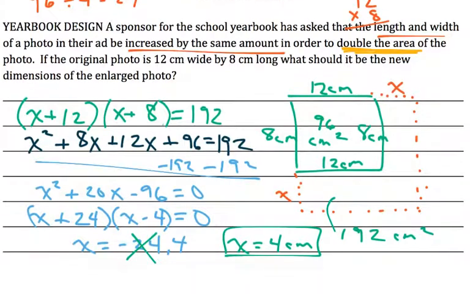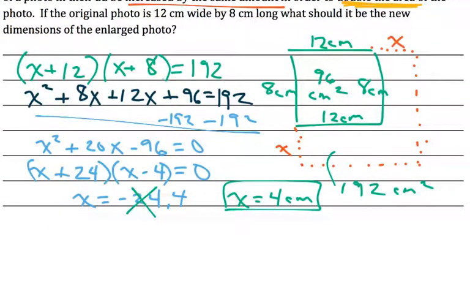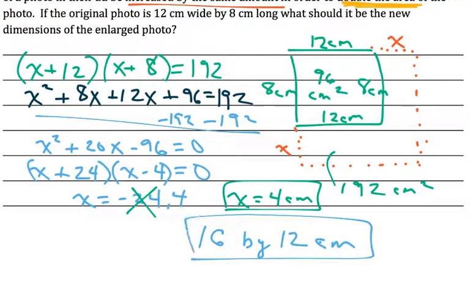Now notice that I said what I solved for, because the original question was what should the new dimensions be. So for the new dimensions, I will say 16, because I've added 4 to 12, and 12, because I've added 4 to 8. So 16 centimeters by 12 centimeters.